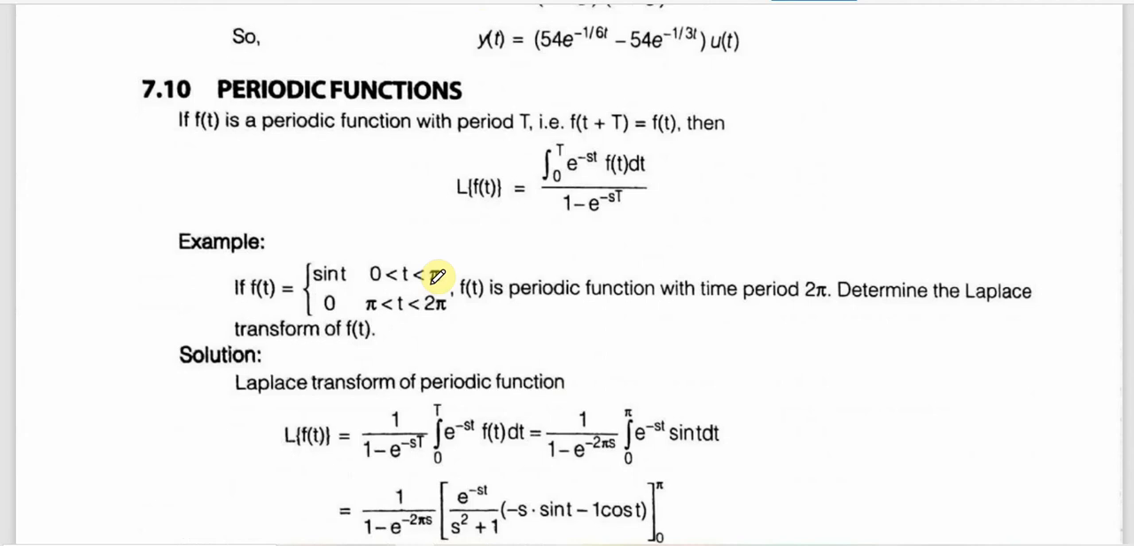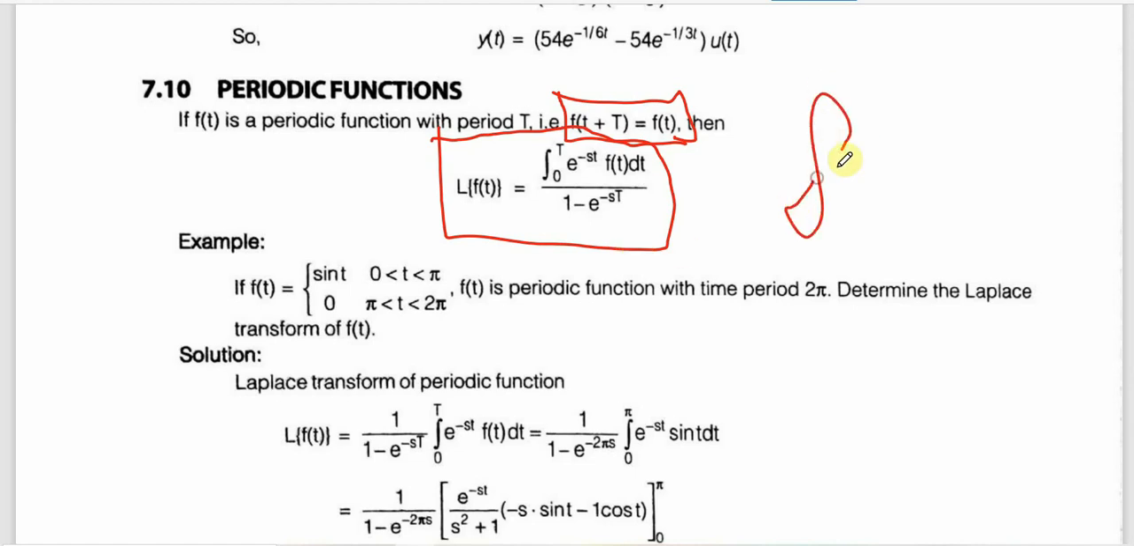Now the periodic function. This is also the last topic in Laplace transformation. If some periodic function is there, what is the meaning of a periodic function? Periodic function means f(t) equals f(t plus T), where capital T represents the period of that function. You have to remember this formula, otherwise there is no proof.